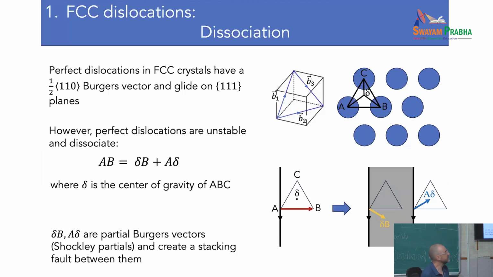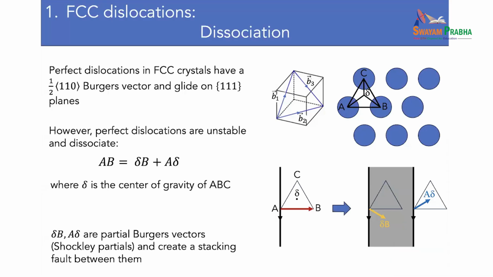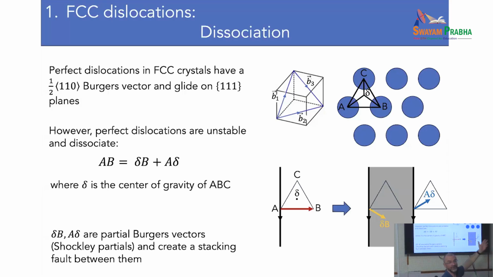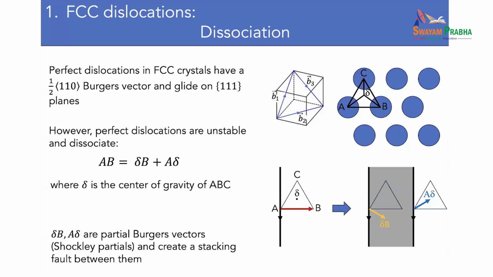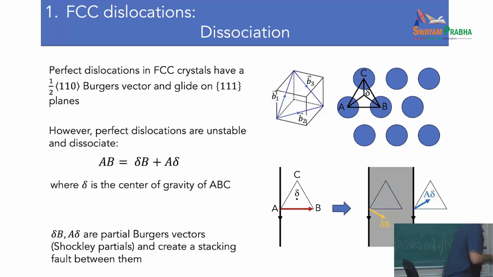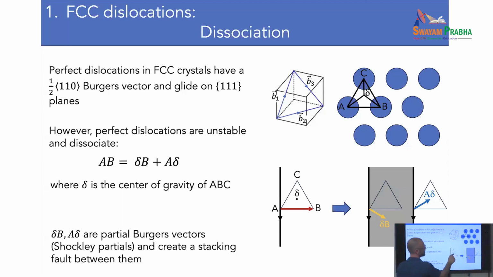Now, in that drawing, I've put A delta to the right and delta B to the left. Why is it not delta B to the right and A delta to the left? Is it just a choice that I made? Could I invert the two partials? Imagine I take the same two partials, but instead of saying that the vector is this plus that, I say the same vector is that plus this.